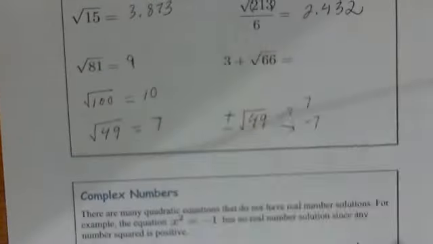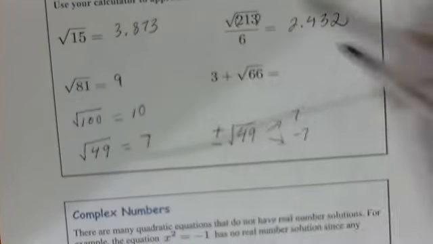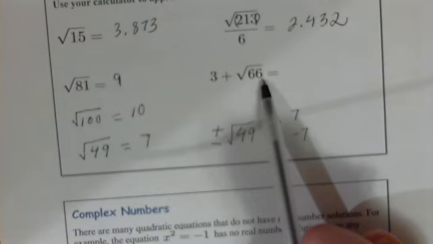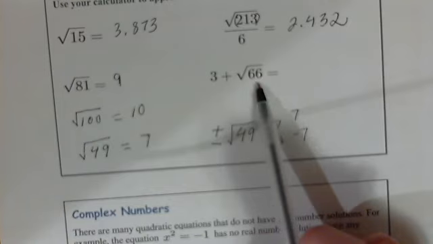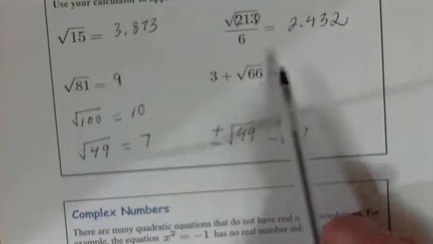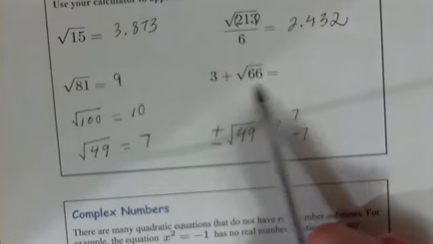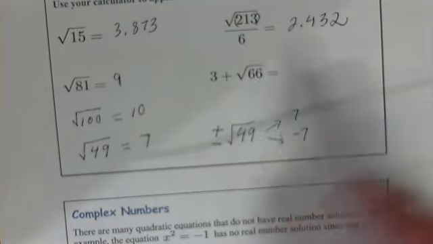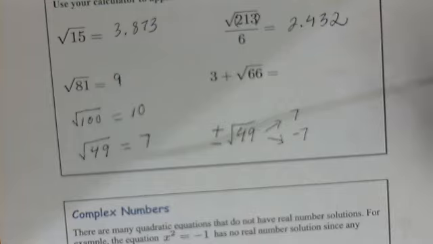Alright, let's try the next one. 3 plus the square root of 66. Let's estimate this one first. If this were the square root of 64, which is very close, the answer would be what? What number times itself makes 64? Well, the answer would be 8, and so the square root of 66 has got to be close to 8. And then I'd be adding 3 to that, and I should get approximately 11. So sometimes it's good to estimate these answers first.